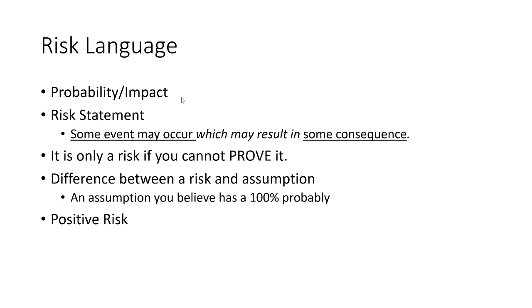A risk is only a risk if you cannot prove that it's going to happen. If you can prove that it is or isn't, then it's not a risk, right? A risk is something that there's a probability of. And again, we talked about this a minute ago, but the difference between a risk and an assumption is a risk with 100% probability, right? So it's something that you just believe with 100% is going to happen. You can't necessarily prove it, but it has 100% probability.